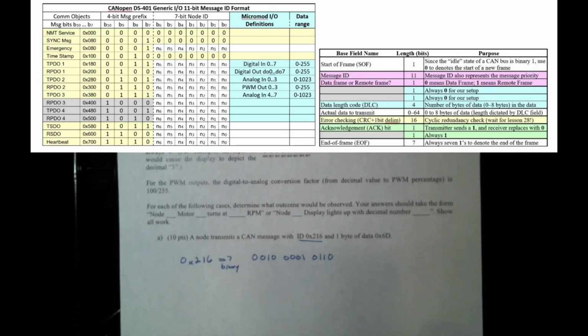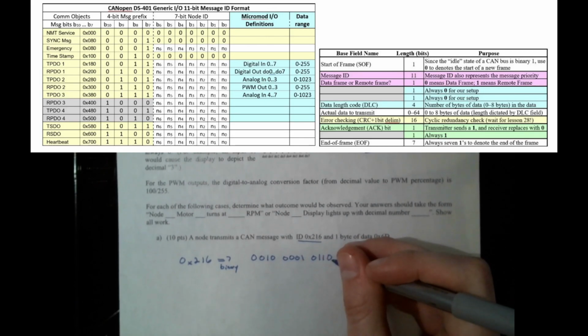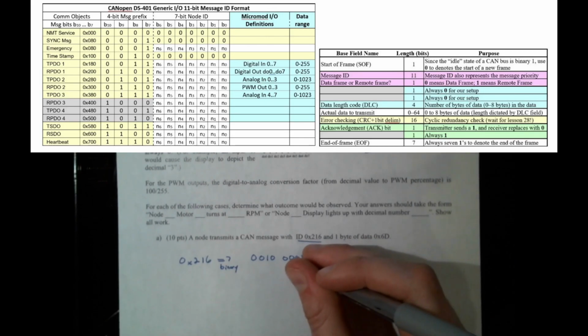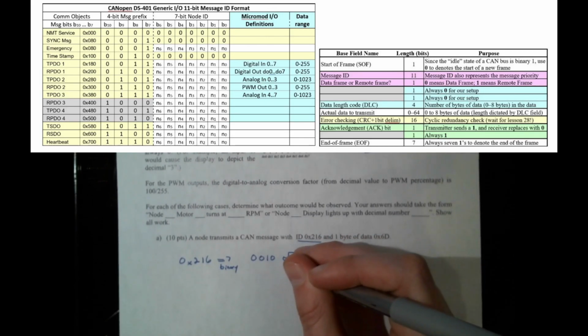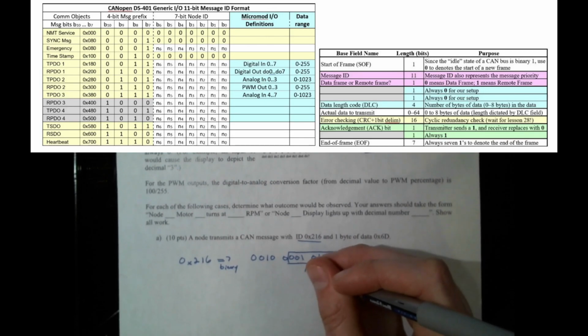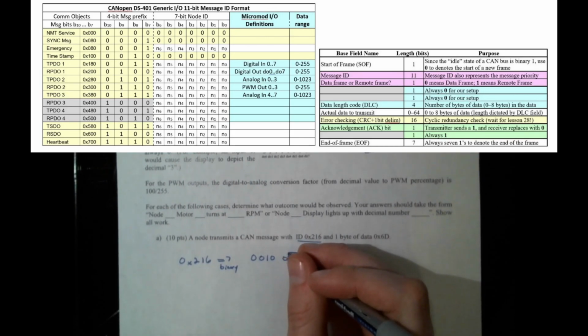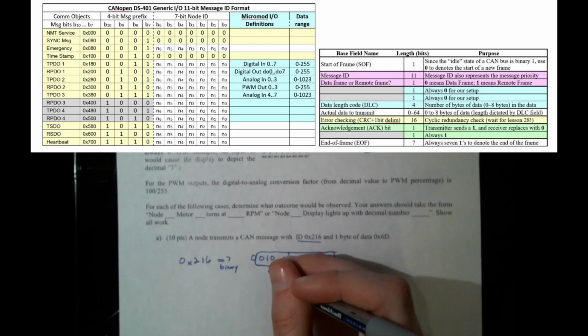If we look at the message format for CAN, and this is in the table at the top of the page now, zoomed in here on the screen, we can see that we have a 7-bit node ID starting from the right, and then a 4-bit message prefix. So let's just section off 7 bits. So we've got 1, 2, 3, 4, 5, 6, 7. That portion of it is our node ID. And then the next 4 bits are the message prefix.